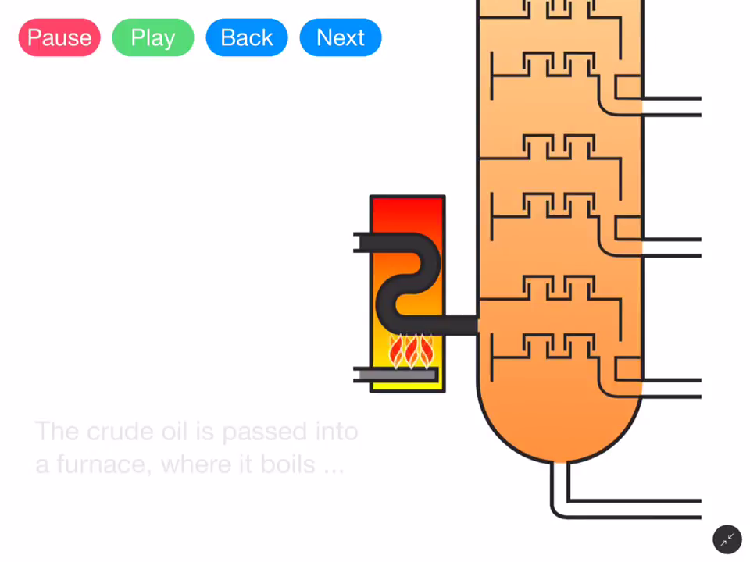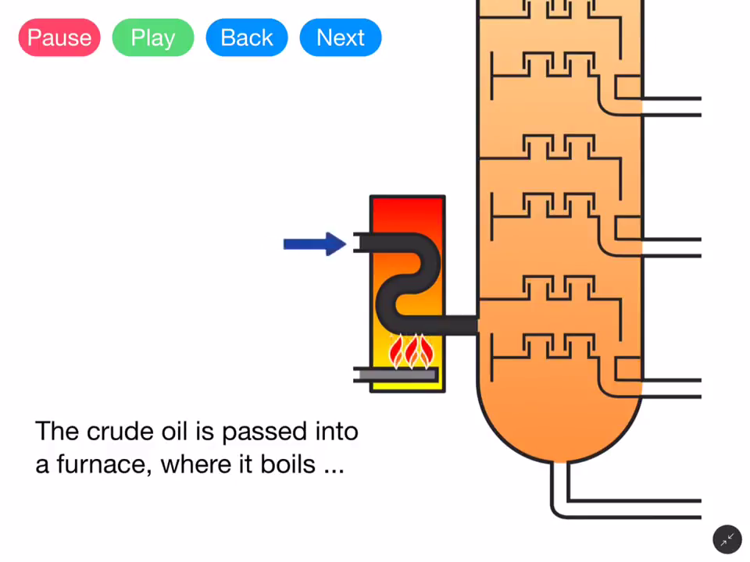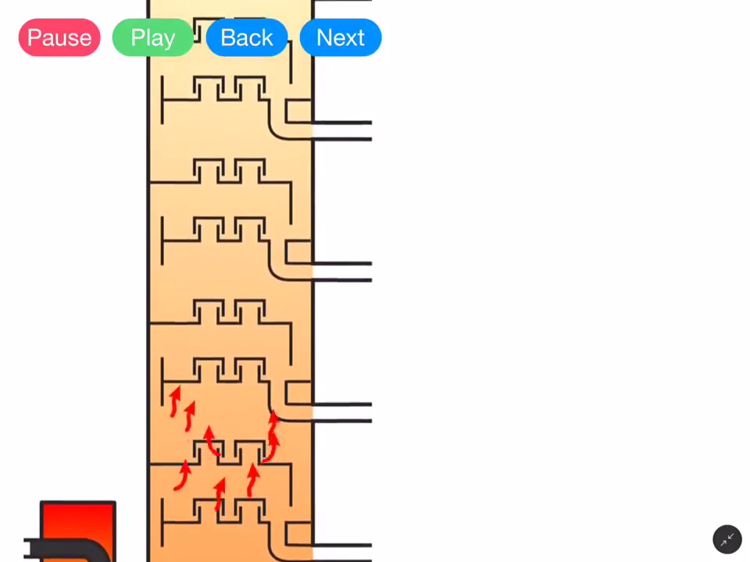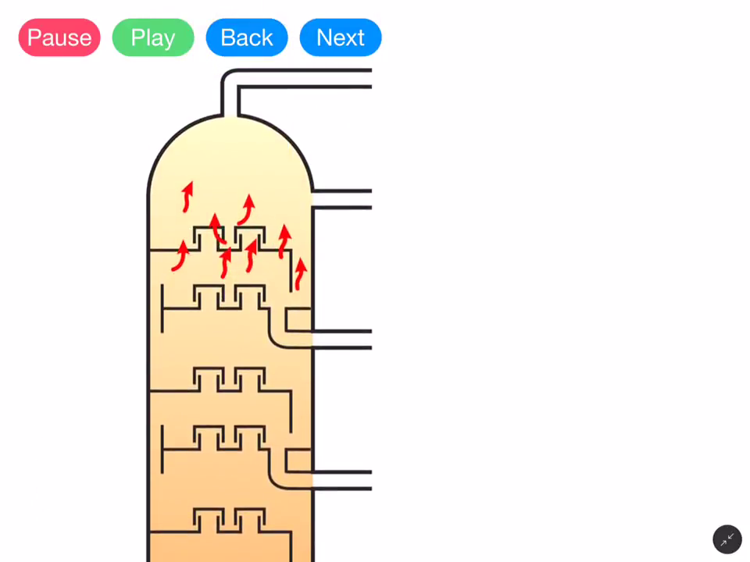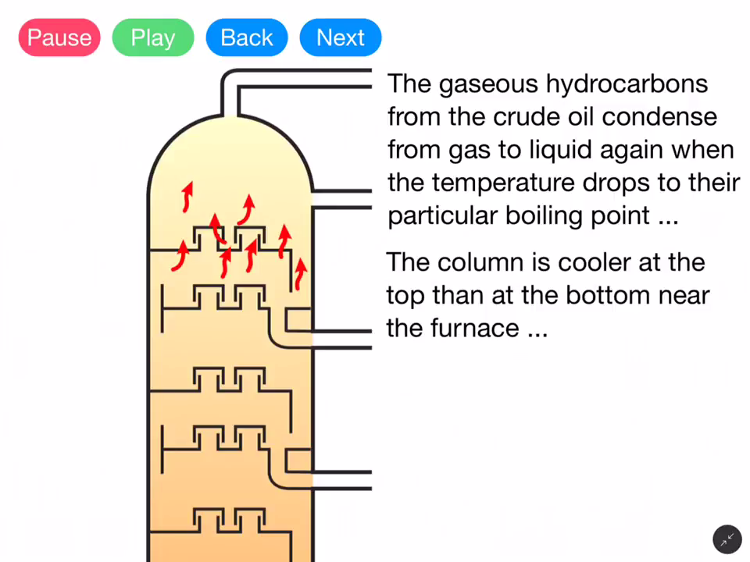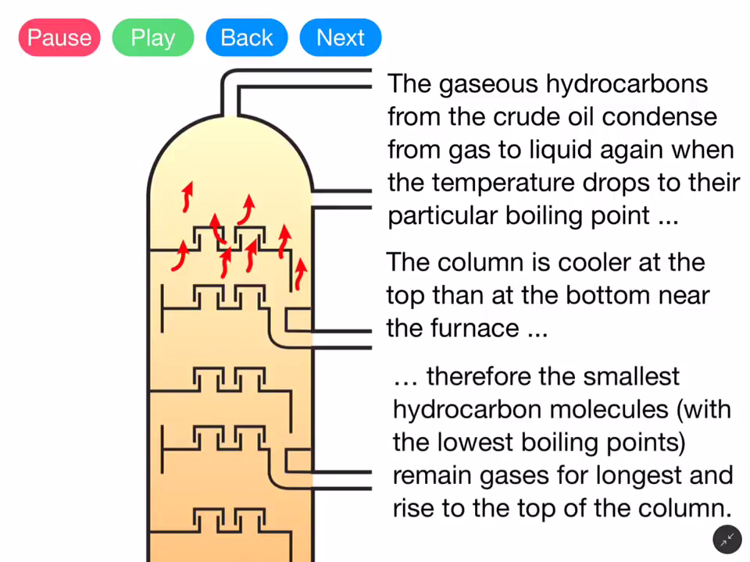The process begins by piping the crude oil into the furnace, where it quickly heats up. Here, the hydrocarbons with the lowest boiling points are the first to become gaseous and enter the column. Now, appreciate why the smallest hydrocarbons, those with just a few carbon atoms, are collected at the top of the column. It's because only at the top of the column is the temperature low enough for these small hydrocarbons to condense, to turn from gases back to liquids again.